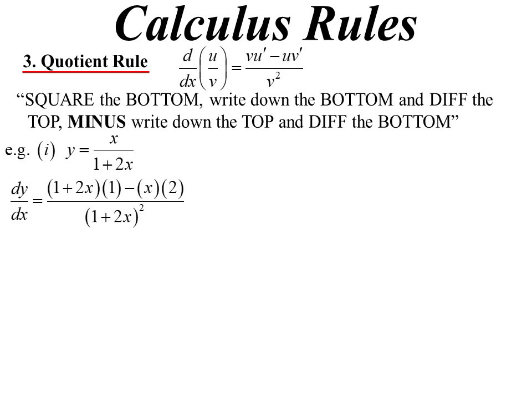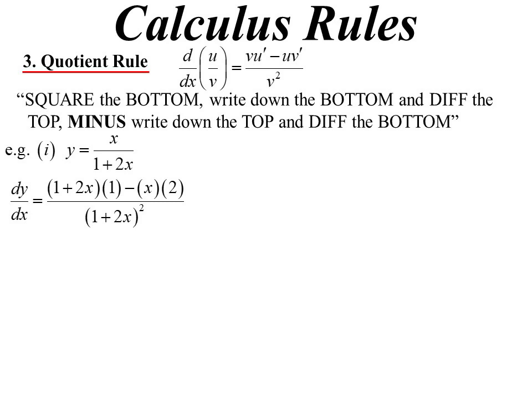Square the bottom. So the first thing I do is I draw the fraction bar in, and then whatever's on the bottom, I just whack parentheses around it and go squared. Then write down the bottom. So 1 plus 2x, that's the first thing I write down. Diff the top. Well, the top is x. Differentiate that, I get 1.